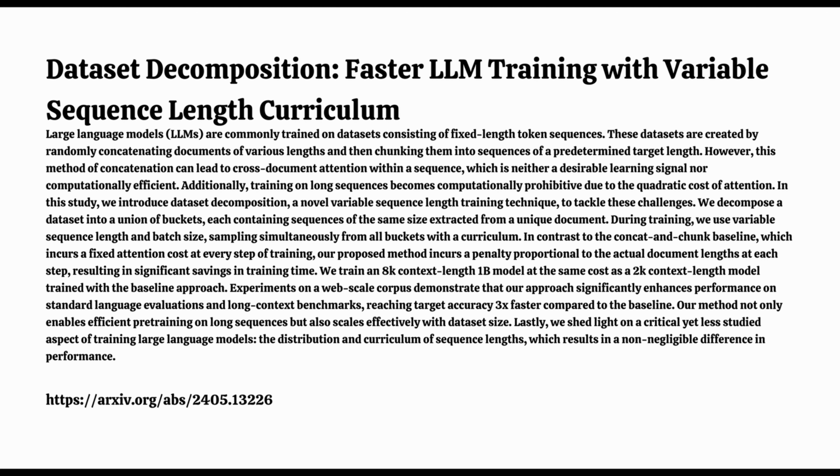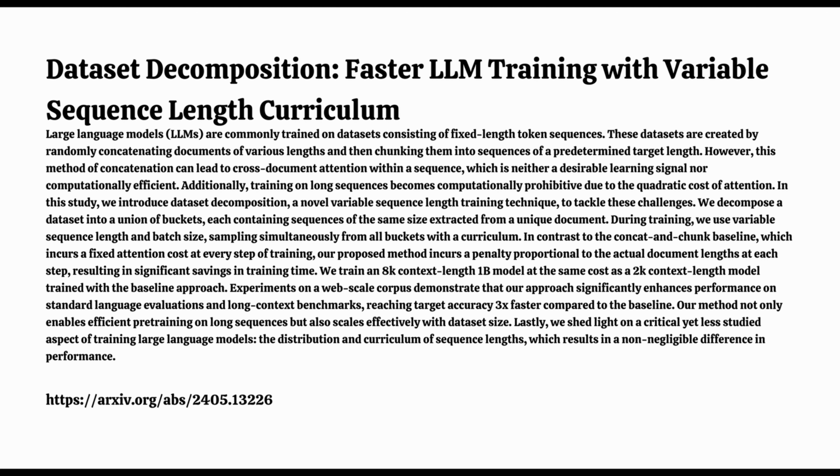Like if you chop a document up into little pieces, you might miss the connections between those pieces. Exactly. They also mention that fixed-length sequences can be inefficient for training, especially when you're using GPUs. Because GPUs are designed for parallel processing. Right. So if you have sequences of different lengths, the GPU has to wait for the longest one to finish before it can move on to the next batch. So it's kind of like a group of runners where the fastest ones have to wait for the slowest one to catch up. Yeah, that's a good analogy.